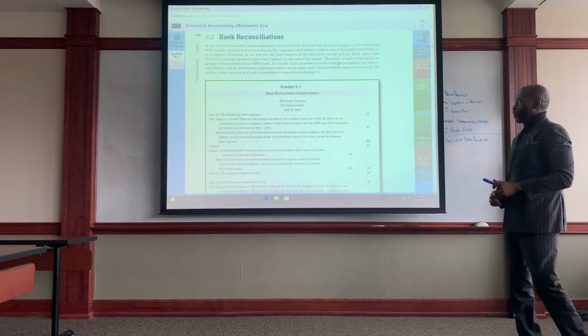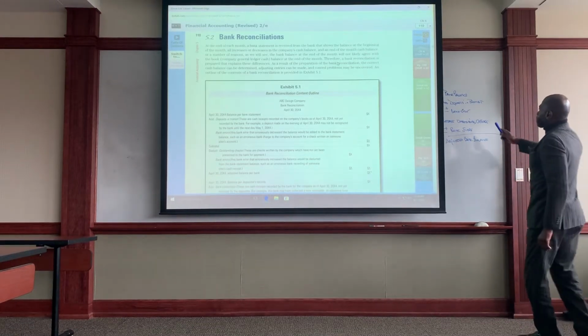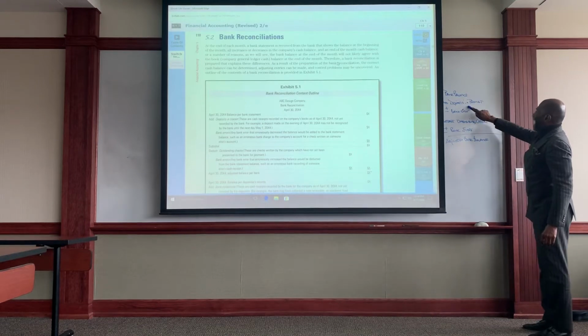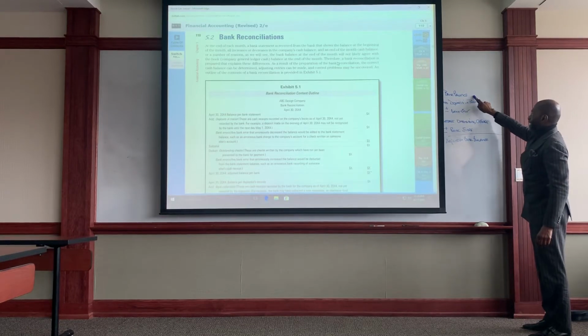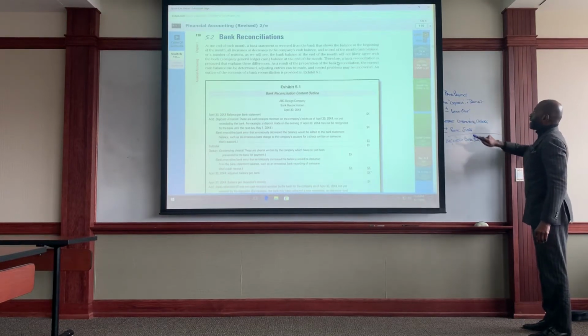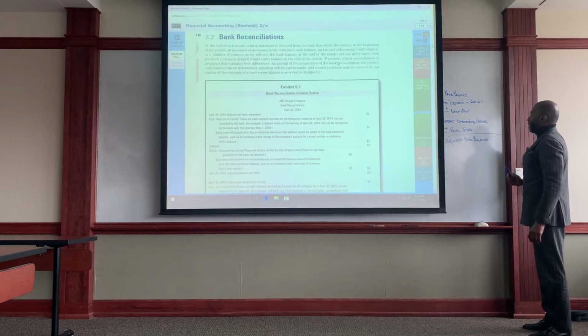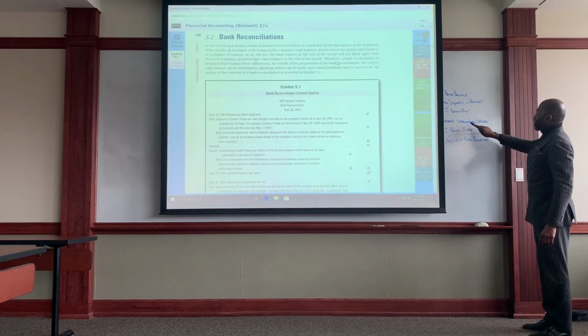So let's review this one more time. You start out with your bank balance. You add deposits in transit. These are deposits that you recorded on your books, but it hasn't hit the bank statement yet. Plus or minus any depositing bank errors. Then you subtract outstanding checks.